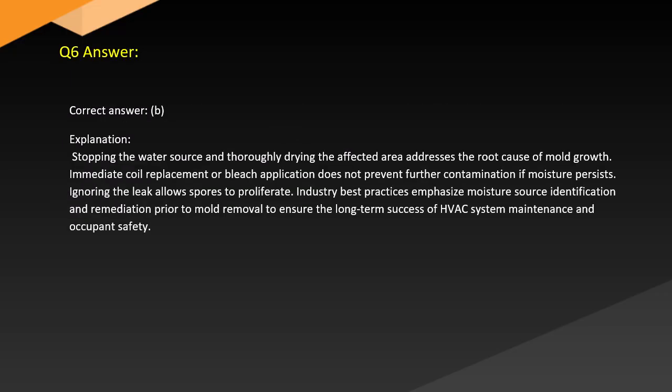Answer. Correct answer. B. Explanation. Stopping the water source and thoroughly drying the affected area addresses the root cause of mold growth. Immediate coil replacement or bleach application does not prevent further contamination if moisture persists. Ignoring the leak allows spores to proliferate. Industry best practices emphasize moisture source identification and remediation prior to mold removal to ensure the long-term success of HVAC system maintenance and occupant safety.